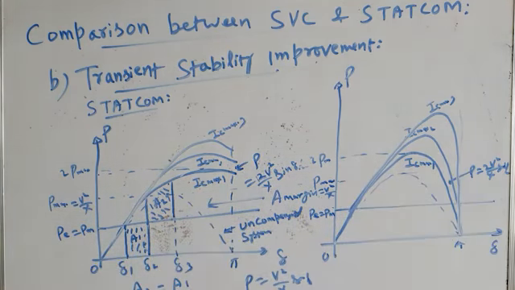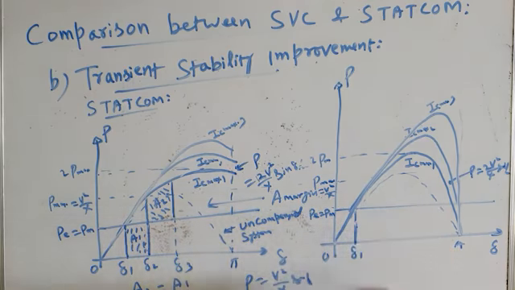Now again, our system was earlier operating at delta 1, and a fault has occurred, the transmission line is tripped, electrical output has become 0, mechanical input remains the same, and the machine accelerates. Let us suppose it accelerates from delta 1 to delta 2, and at delta 2 the fault is cleared. This is the accelerating kinetic energy in the machine.